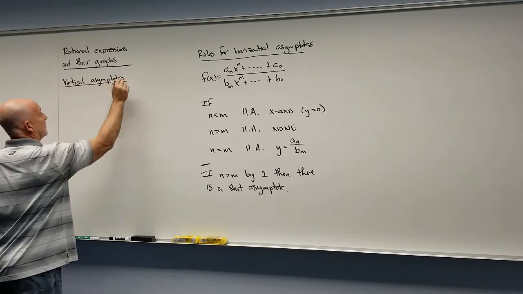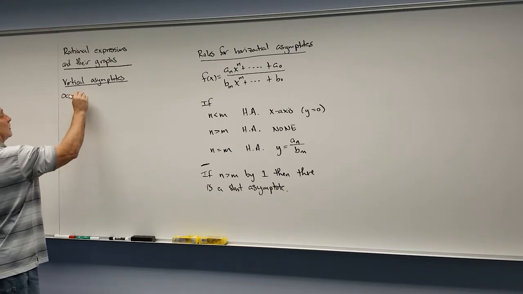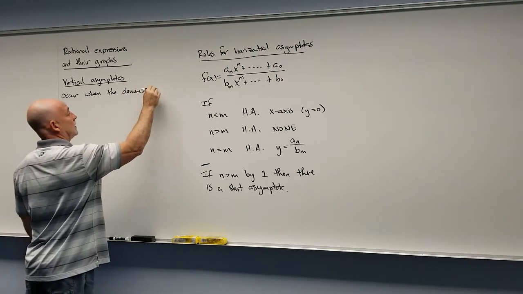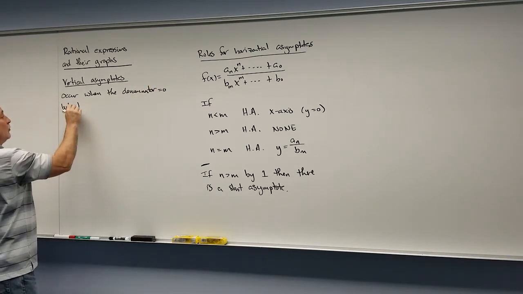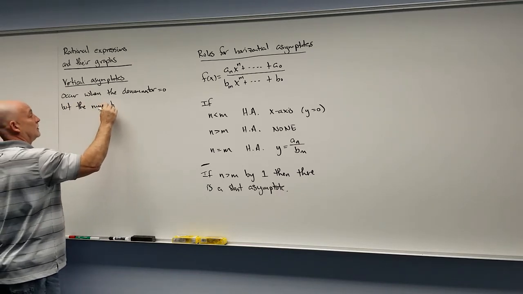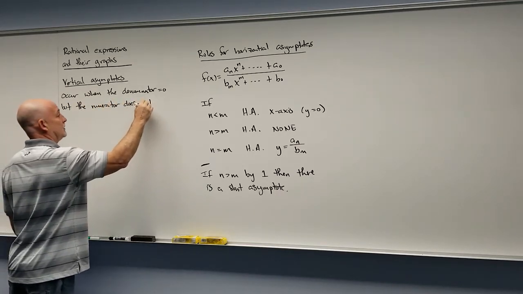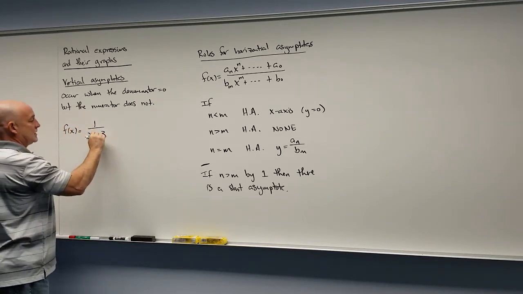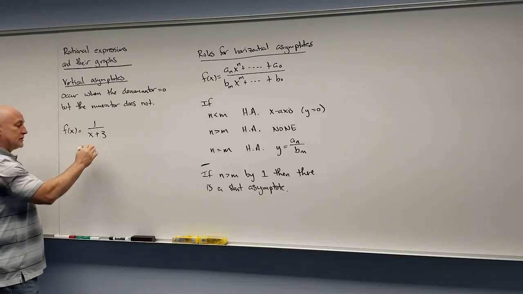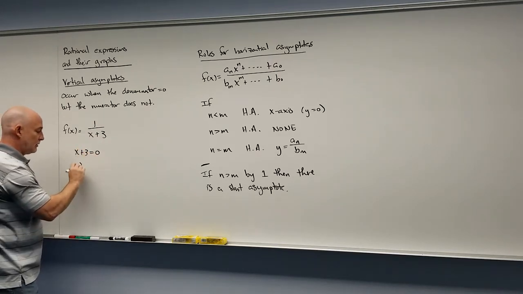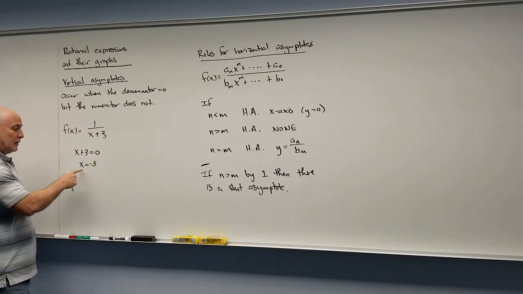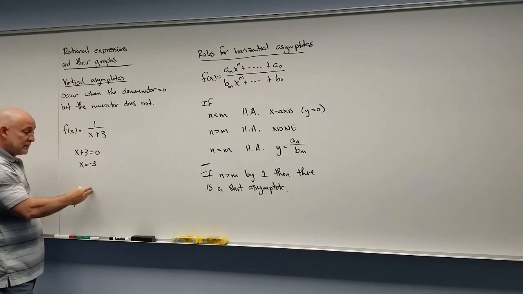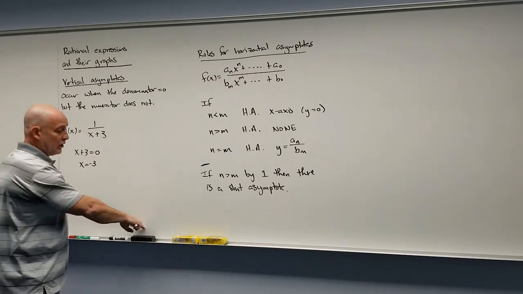Okay, vertical asymptotes occur where the denominator equals 0, but the numerator does not. All right, here's the idea. Again, we have rational expressions that, I don't know, something like we had here. Notice here, in this denominator, that would be equal to 0 at x equals -3. Now, since x can never be -3, there has to be a place in the graph that we can never exist at, and that would be the line x equals -3.